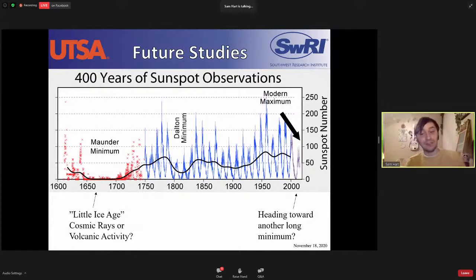And if this happens, we will actually see our temperature is going to go down. And if we go into another little ice age, well, maybe we are actually feeling global effects to cosmic rays. Hopefully, though, we don't see any volcanic activity during that time, because that would just lead to more confusion.